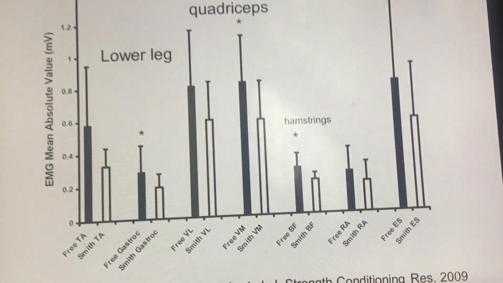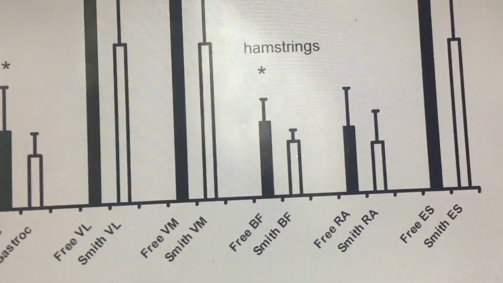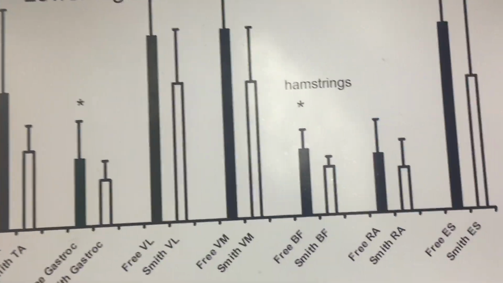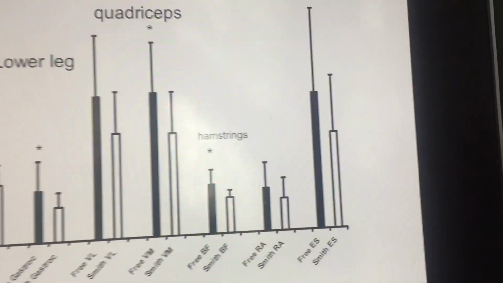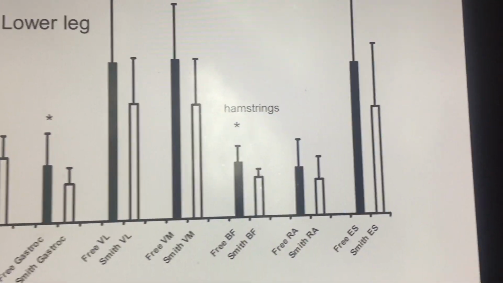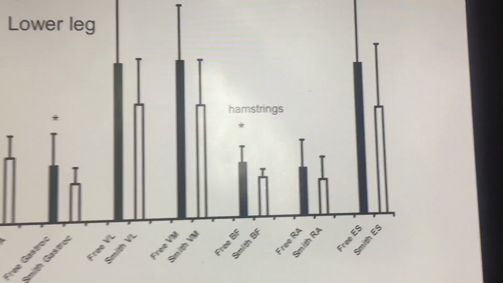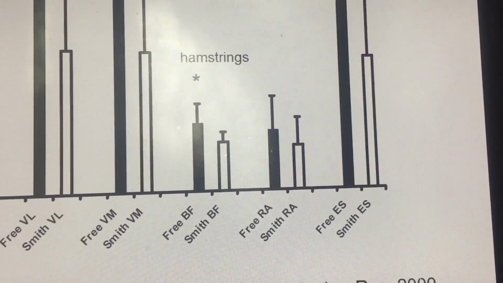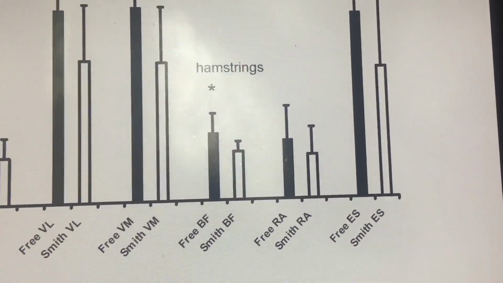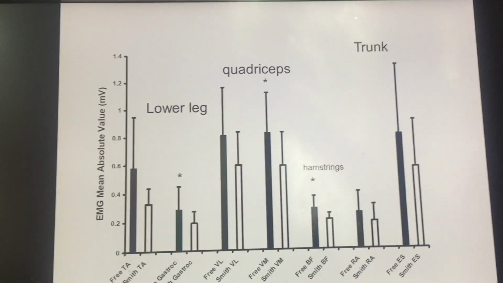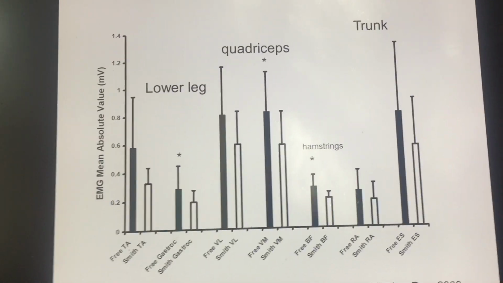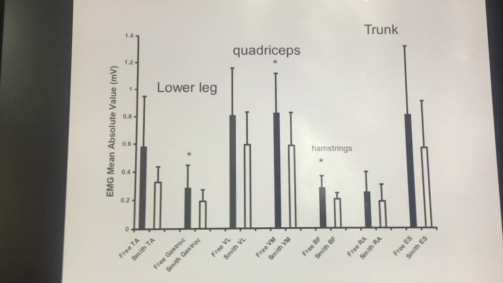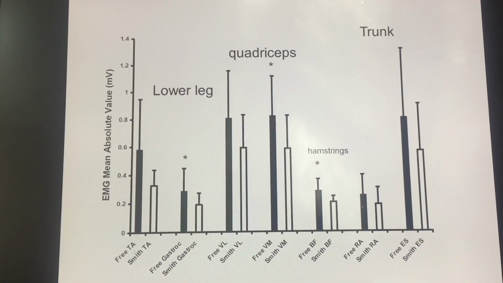And then the hamstrings, we have the biceps femoris. That's basically a fancy name for your hamstring muscles. And then in your trunk, we have your rectus abdominis, that's around your stomach area. And then your ES stands for erector spinae, and that's in your lower back. So substantially greater activation of all those muscle groups using the free weight squat versus the Smith machine squat.